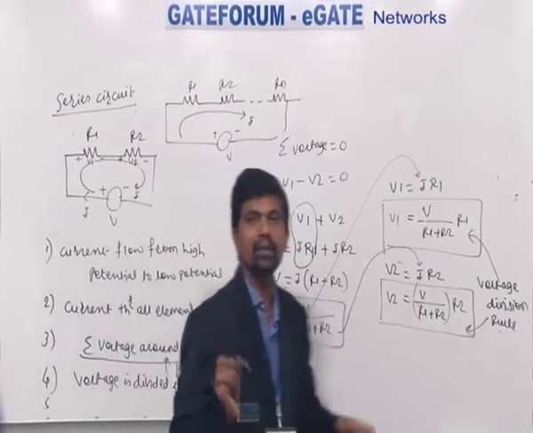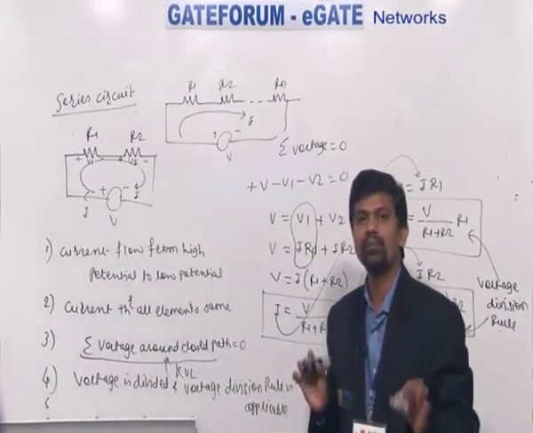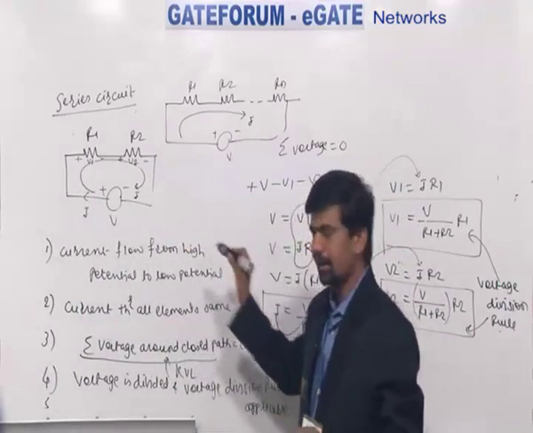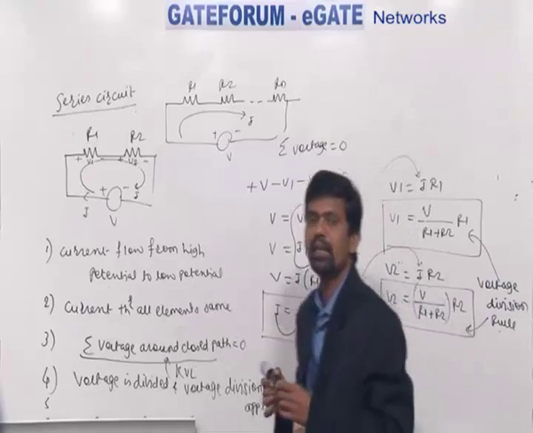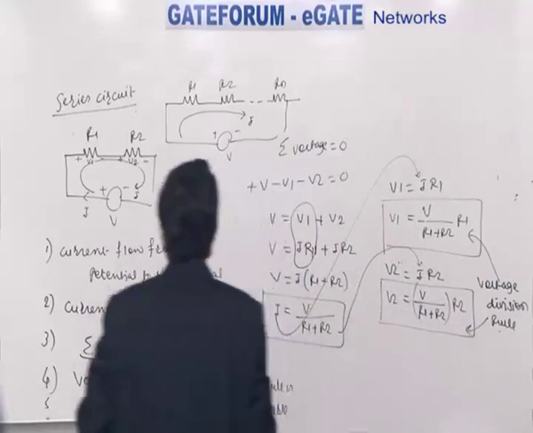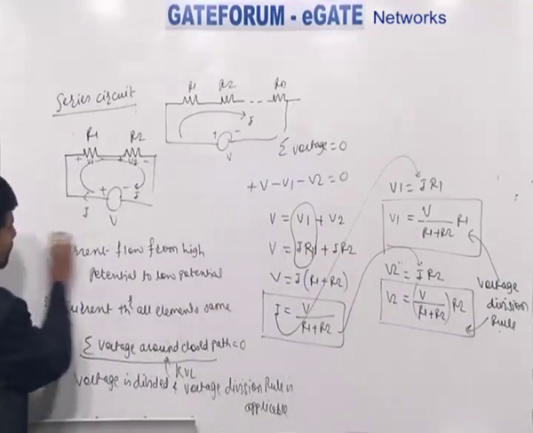So property of series circuitry is that current flowing through all elements will remain same, whether it is resistor, inductor, capacitor, if they are connected in series, and voltage across the element is dependent on applied voltage. So this is about the series circuit.